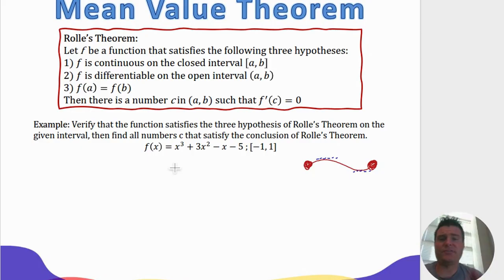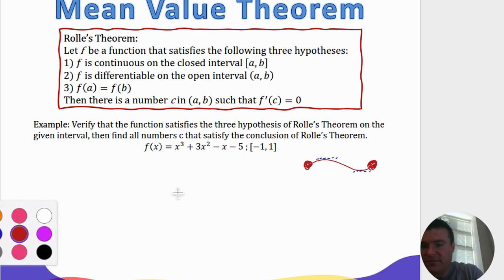As long as the endpoints are the same height and we can connect the two dots, continuous and differentiable, we guarantee that the derivative will equal zero at least one time in that interval. So let's go with this example right here. Verify that the function satisfies the three hypotheses of Rolle's theorem on the given interval, and then find all numbers c that satisfy the conclusion of Rolle's theorem.